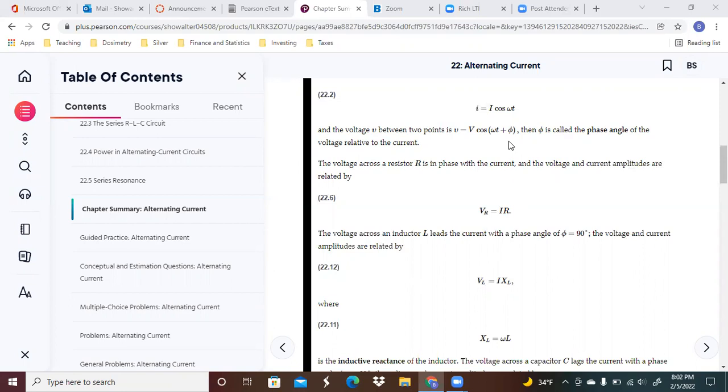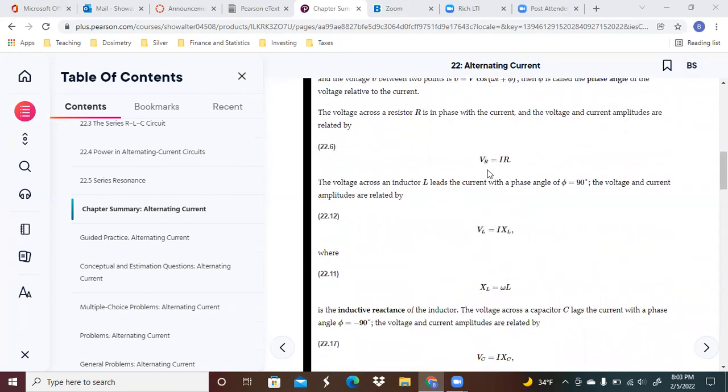So how do we represent that, or how do we change that? We throw this little term in here to try to help compensate for the fact that it's going to be a little bit out of phase. So the voltage across a resistor is in phase with the current, and the voltage and current amplitudes are related by this.